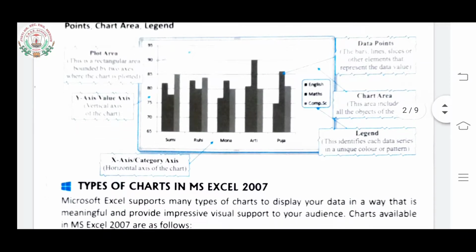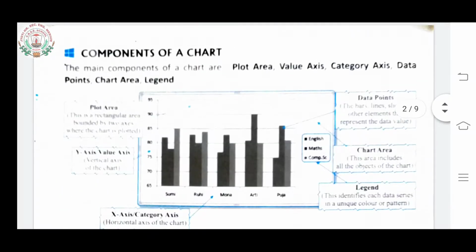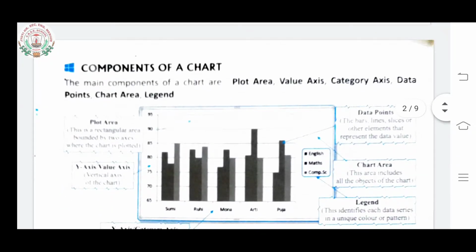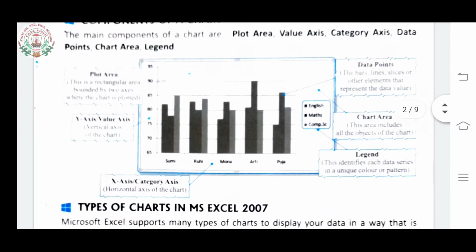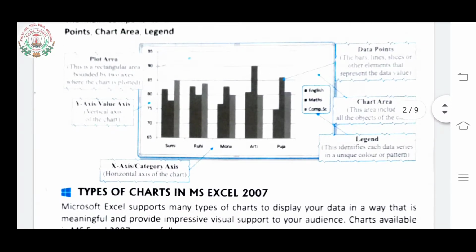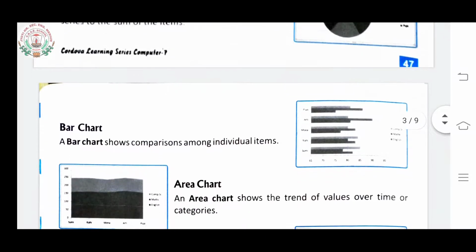Here you have to give the name of the component. On the x-axis, if you are using things like subjects, and on the y-axis the marks, meaning how many marks you are getting in various subjects, you write the marks on the y-axis and the subject names on the x-axis. And we have also seen the types.